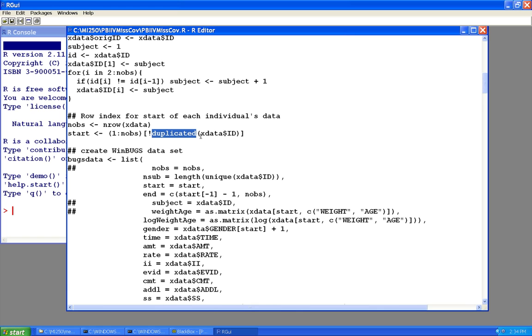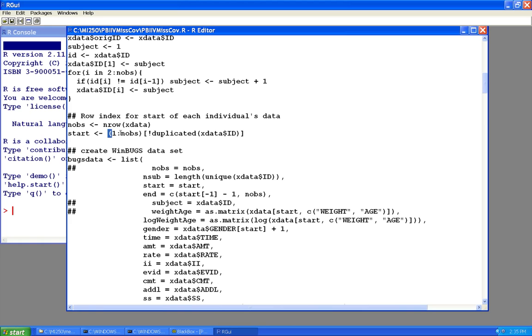In our case, what is going to happen if I use, say, duplicated X data ID, it's going to return false for the first time it encounters that particular ID value, and it will be true for all the subsequent values equal to that one. And if I say not duplicated, it's going to flip that so that it'll only be true for the first observation for that individual, and false for every subsequent one. So I'll get this big vector of trues and falses, where the trues are at the index corresponding to the first observation for each individual.